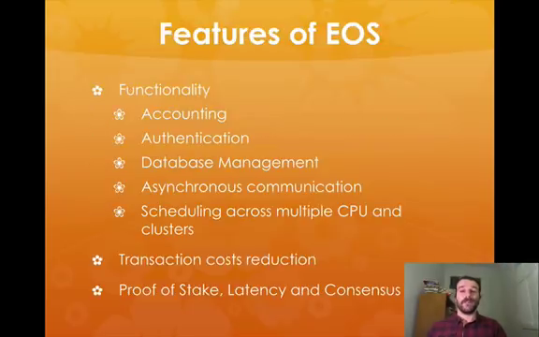Talking a bit about the features of the EOS. Well, the main features of this software are accounting mainly, authentication, database management, asynchronous communication, and the scheduling of applications across multiple CPU cores and also clusters. Many other functions also provide for smooth execution of your decentralized blockchain app. The resulting technology of all these features is a blockchain architecture that has the potential to minimize the workload of the developer by providing him with the distributed services that he needs in order to focus on his core coding. That's the most important thing.